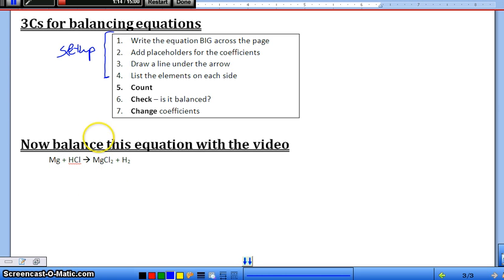So first step is write the equation big across the page. So we've got magnesium plus HCl makes MgCl2 plus H2. See, I wrote it big across the whole page. It makes it easier. Number 2, we add placeholders for the coefficients.